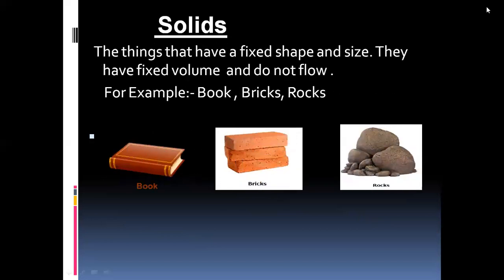First, solid: the things that have a fixed shape and size, and they also have a fixed volume. They do not flow at all. For example, book, brick, rock, the chair you are sitting on, the table you have, the books you have in your hand, the pencil you have in your hand. These are the examples of solid.